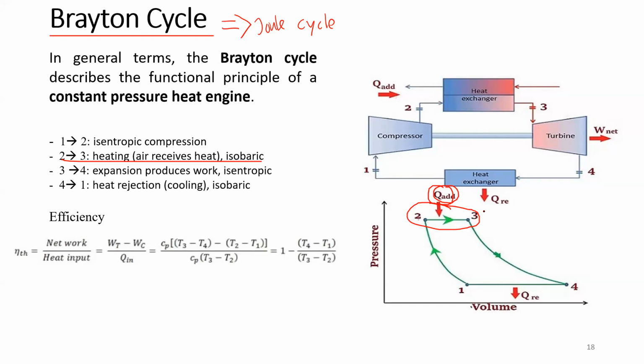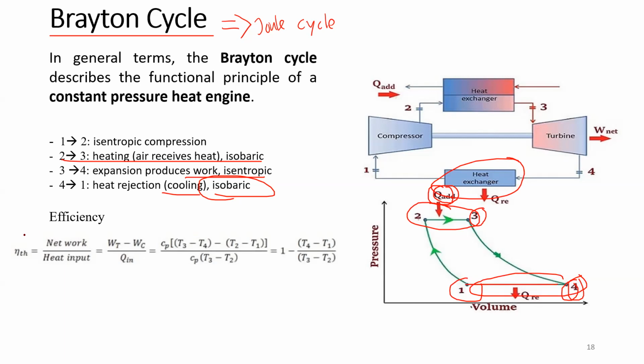And the third step, from point number 3 to point number 4, is the expansion to produce work isentropically. Finally, there is the dissipation of the heat, or we call it the exhaust of the heat, or cooling process at constant pressure, isobaric, from step number 4 to step number 1. In this case, the gas will be expelled via heat exchange, so the temperature of the gas decreases, but the pressure remains the same, or constant.